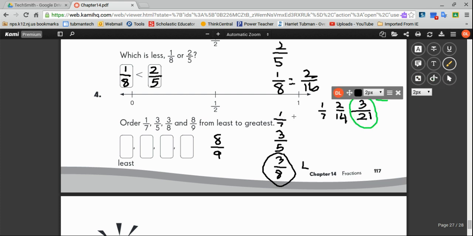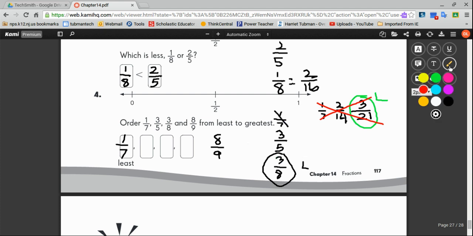So let's write that in. So 1/7 is my least fraction. So that takes care of this one. I'm going to cross this out right now. Alright, my next least, well, that's 3/8 right over there. So 3/8 is my next fraction. And now I can cross that one out.